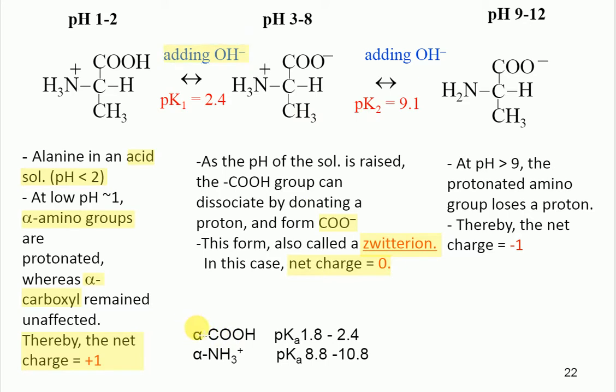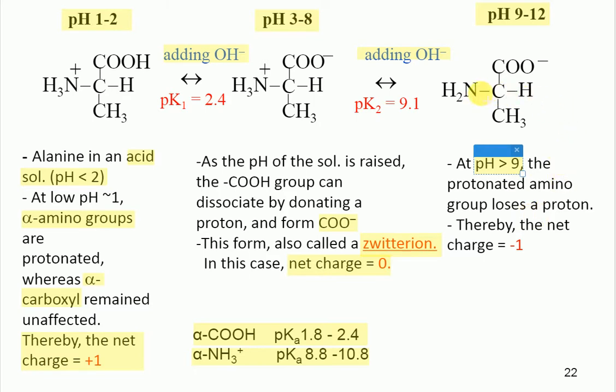And here we have some pKa's of the alpha COOH of this original COOH, and the alpha NH3 group has this pKa. So as more base is added at a pH greater than 9, I'm just going to highlight the pHs now. So once the pH is greater than 9, the protonated amino group loses a proton.